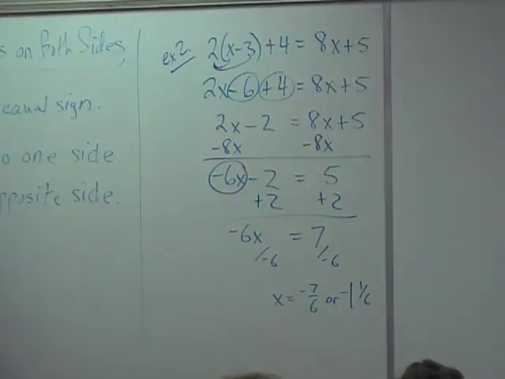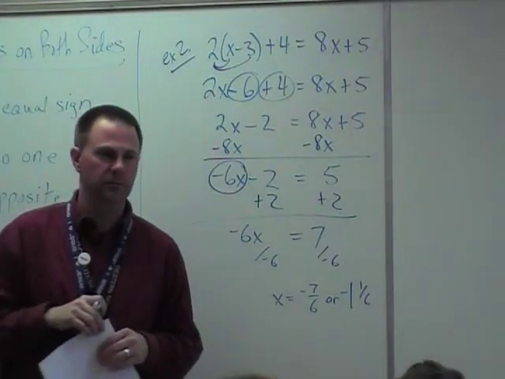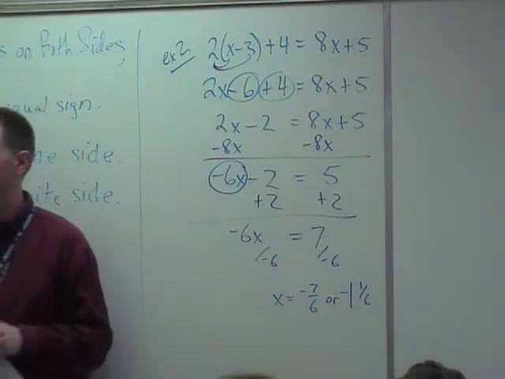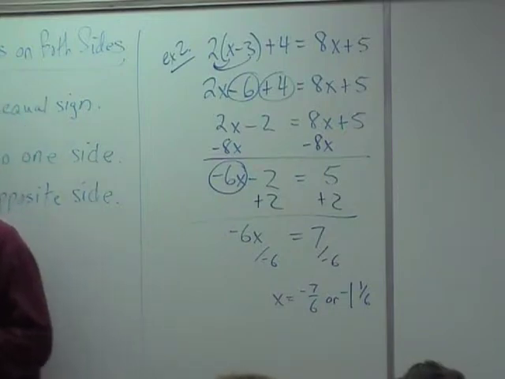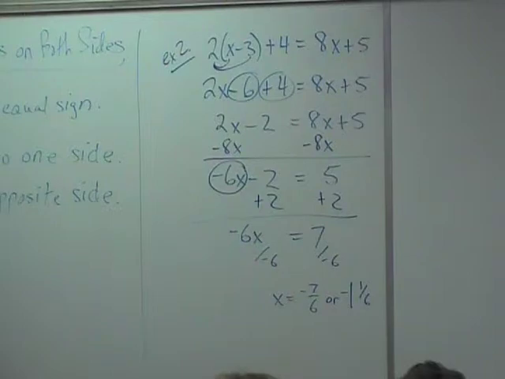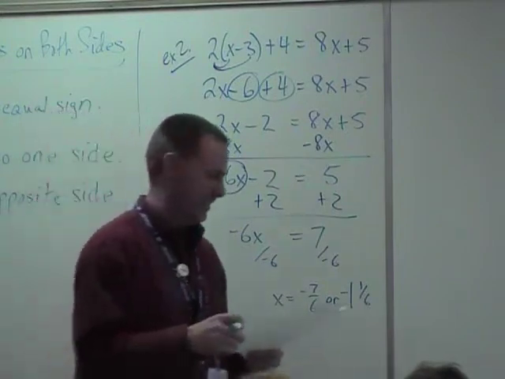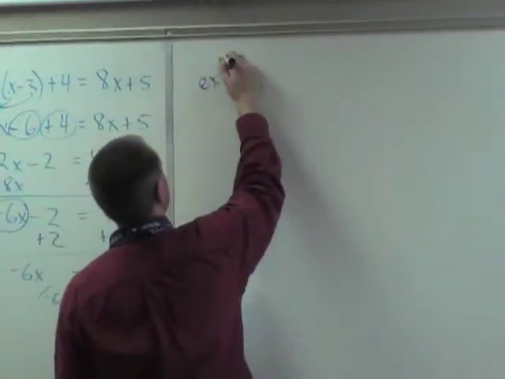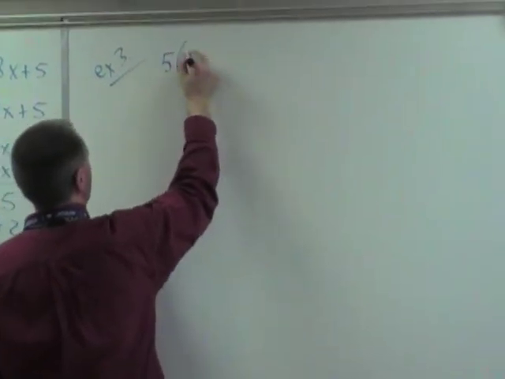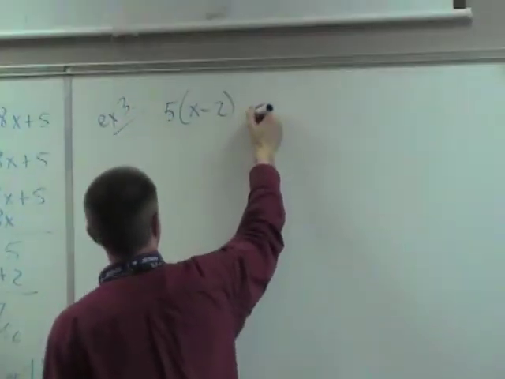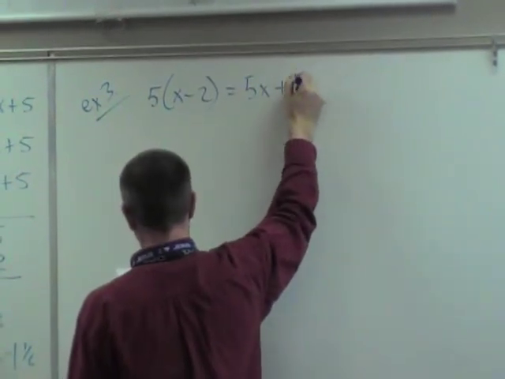Ouch. Who's not done? Too difficult? Or look okay? Or does it look easy? Hello? What do you think? Okay. It's okay. Too difficult? Anybody? Need more examples? Okay. Alright, example 3. Everybody try this. 5 times the quantity x minus 2, quantity closed, equals 5x plus 4.